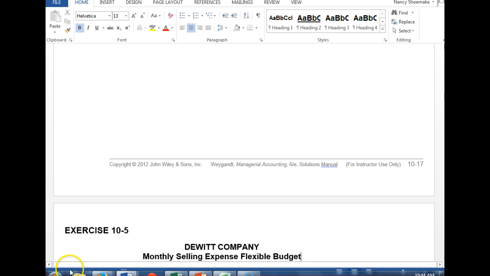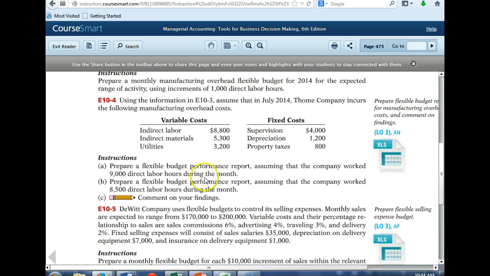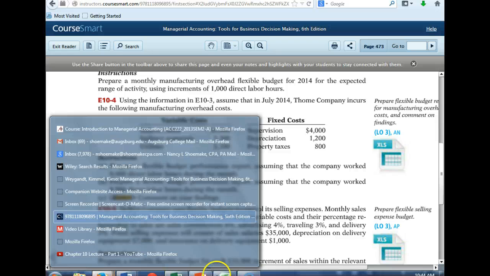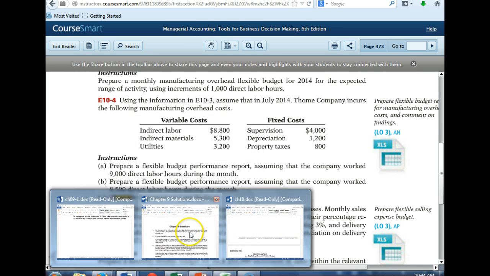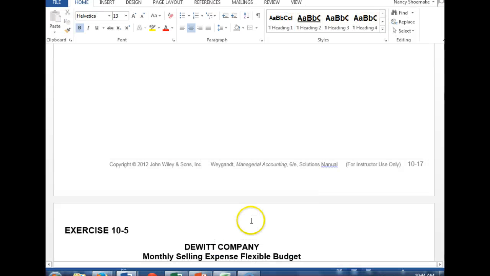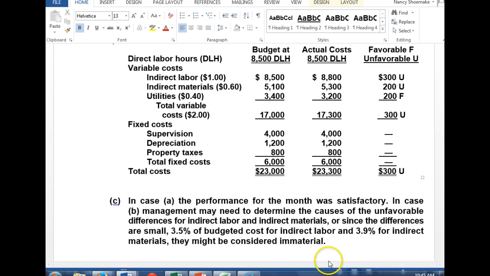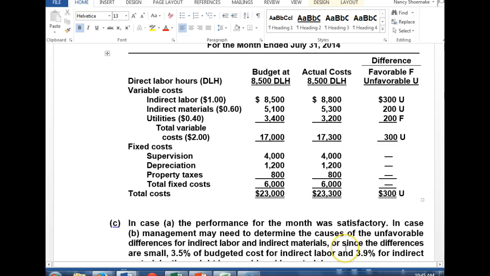Part C asks us, what are our findings? What happened here, guys? The less direct labor hours they had, the more unfavorable costs they had. The performance for the month was satisfactory. In case B, management may need to determine the causes of the unfavorable differences for indirect labor and materials. Since the differences are small, they might not matter. They might look at it as insignificant in material and let it go.